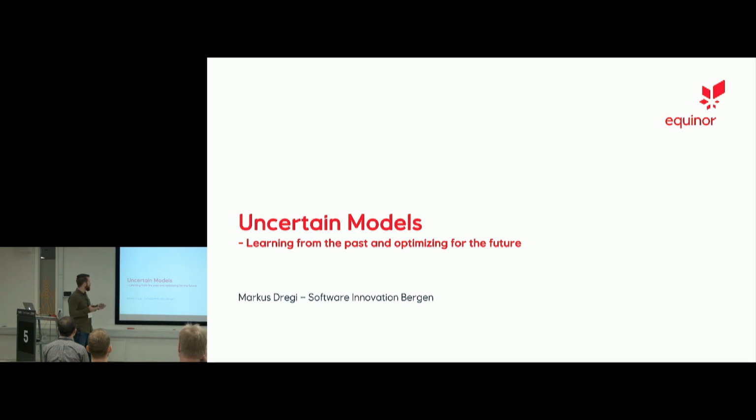And this might come from you not having full knowledge of the state of what you're simulating. Maybe you don't have full knowledge about how it is actually behaving, or maybe it's something else. And this is what I'm referring to as uncertain models. We have some uncertainty in what we're simulating.